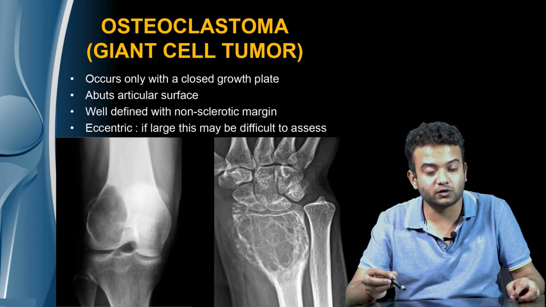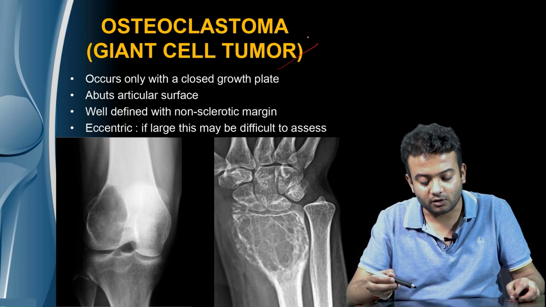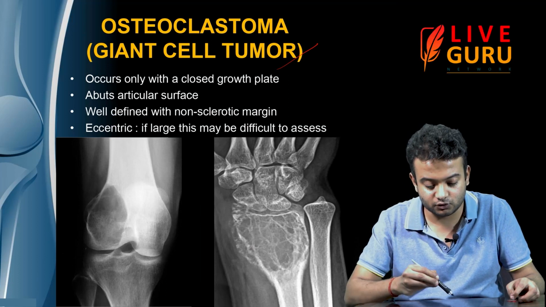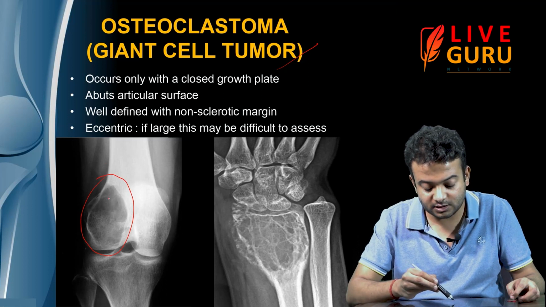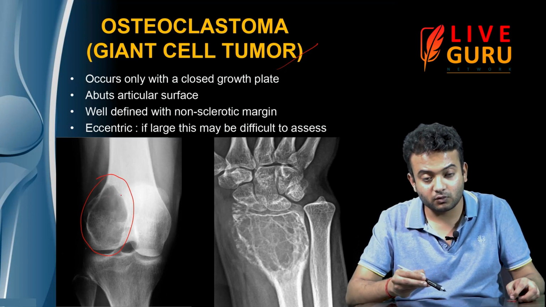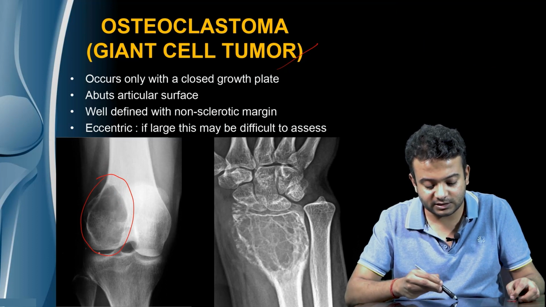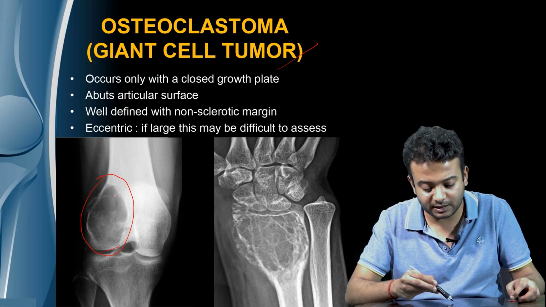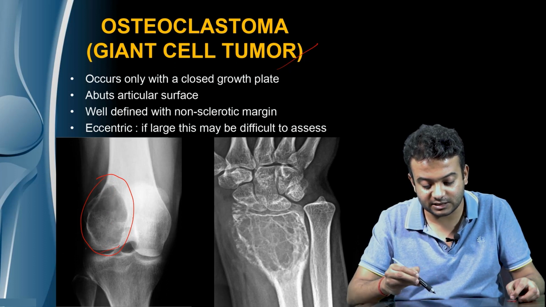The next thing is the osteoclastoma, commonly referred to as the giant cell tumor. This occurs only with a closed growth plate, and usually it abuts the articular surface of the joint, like we can see in this case. This is a well-defined lytic, expansile lesion, which abuts the articular surface, and usually extends from the metaphyseal end towards the epiphyseal end, and it's well defined with a non-sclerotic margin, as we have seen.